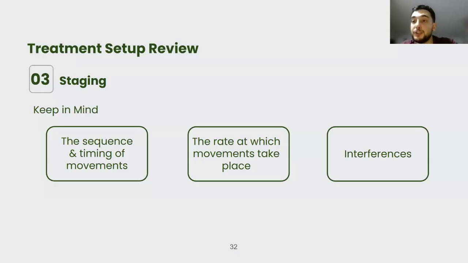And lastly, while you're staging, keep in mind that we have both arches moving at the same time. So sometimes the technician is going to miss that some interferences are happening between the opposing arches. You need to keep an eye out for that when you're checking the staging.